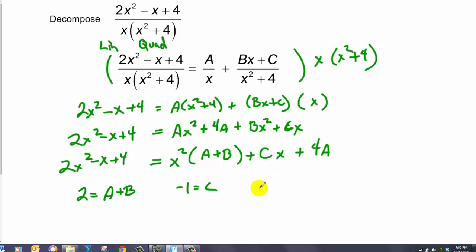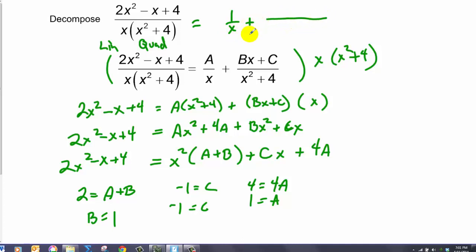And I can say that 4 is equal to 4a. So in this case, a is going to equal 1. c is going to equal negative 1. And if a is equal to 1 and a plus b is equal to 2, that means b equals 1 as well. So now I'll go ahead and write my decomposed fraction. My a value is 1 over x. We had a b value of 1, so that's 1x minus 1, since c is equal to negative 1, over x squared plus 4.